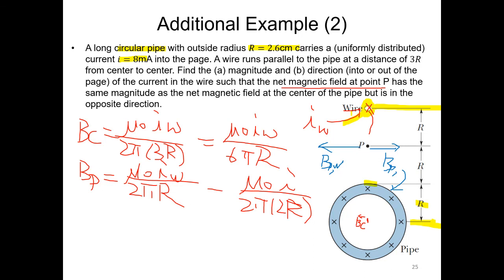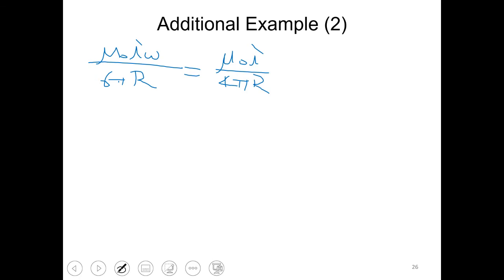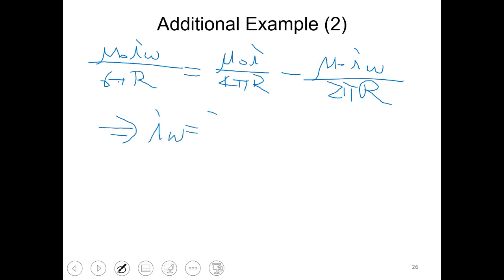And then we hope that BC to be negative BP. And then we can find that mu zero IW over 6 pi R equals mu zero I over 4 pi R, minus mu zero IW over 2 pi R. And then according to some algebraic calculation, you can find that IW is 3 over 8 I. And then it is nothing but 3 over 8 times 8, which is 3 milliamps.